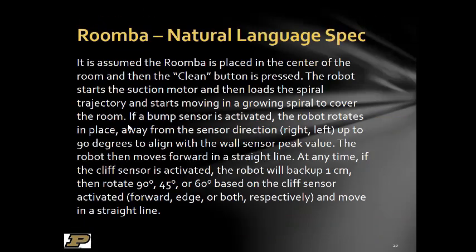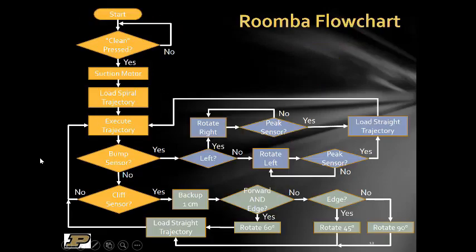Now, technically, I do have a little bug here: there is a condition where it'll rotate up to 90 degrees to find the peak. If it doesn't find the peak, but it is over 90 degrees, then again, it will load the straight trajectory and go back to execute.